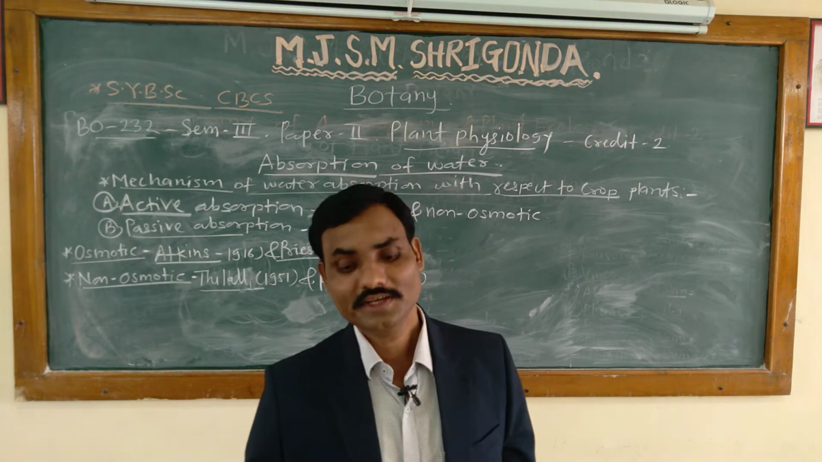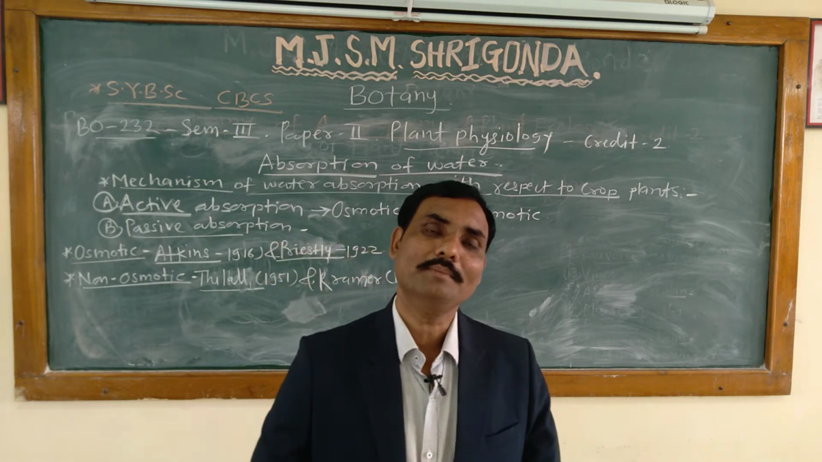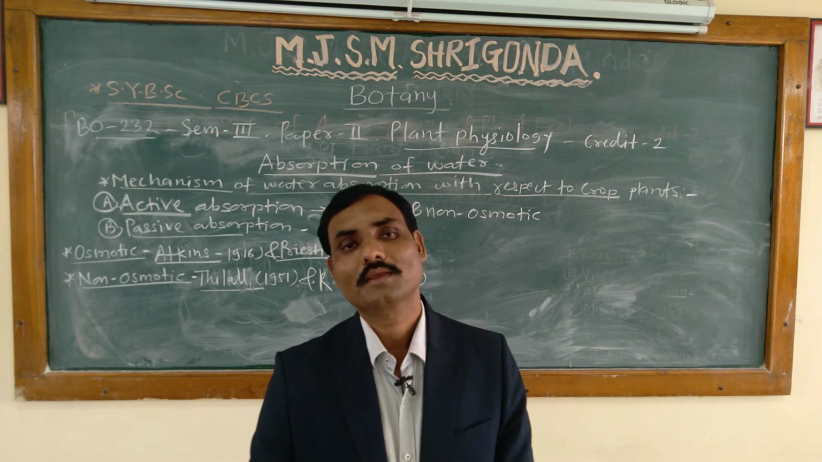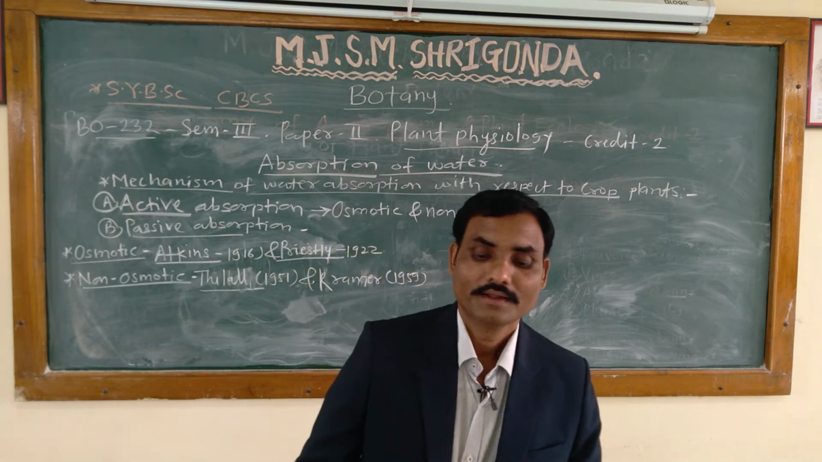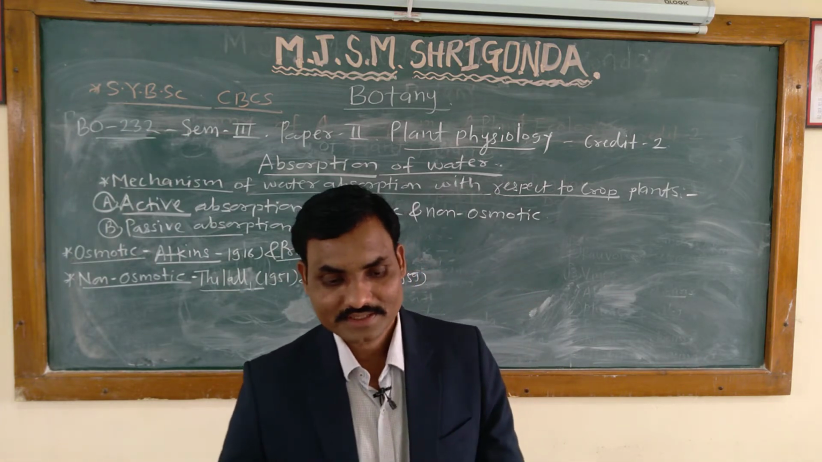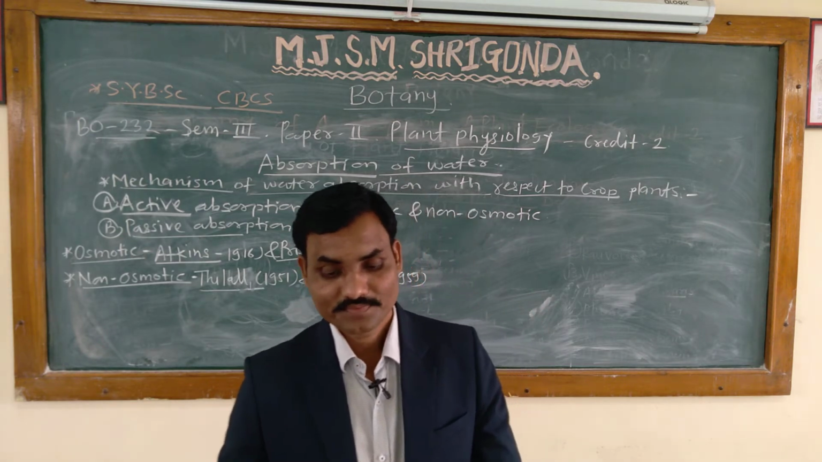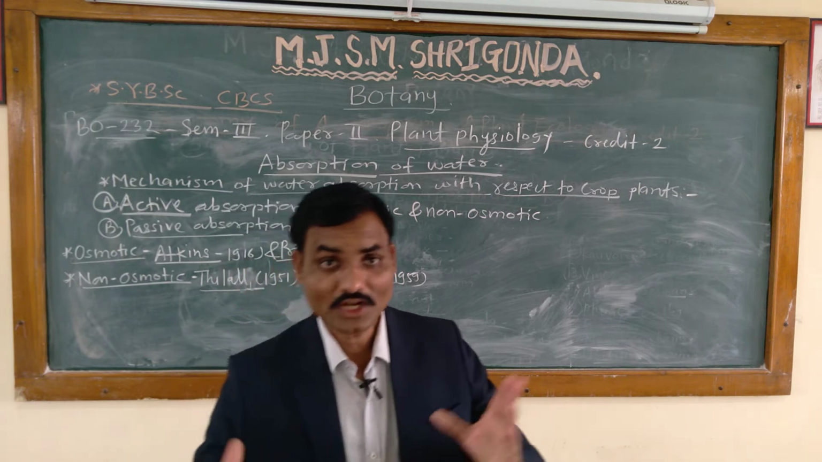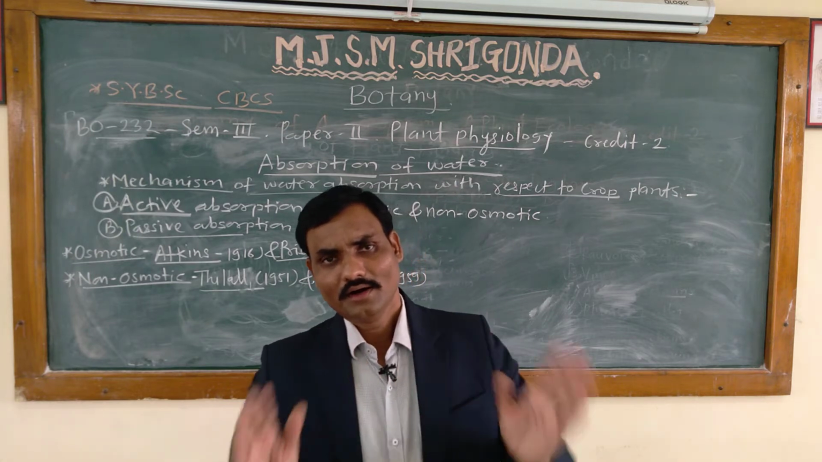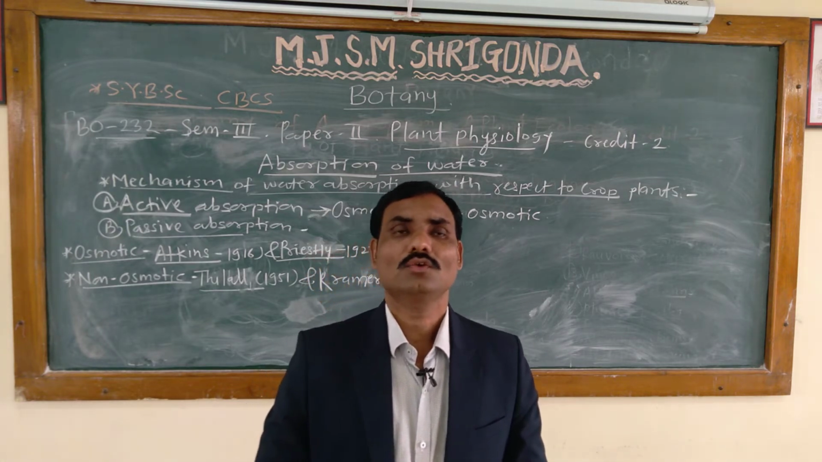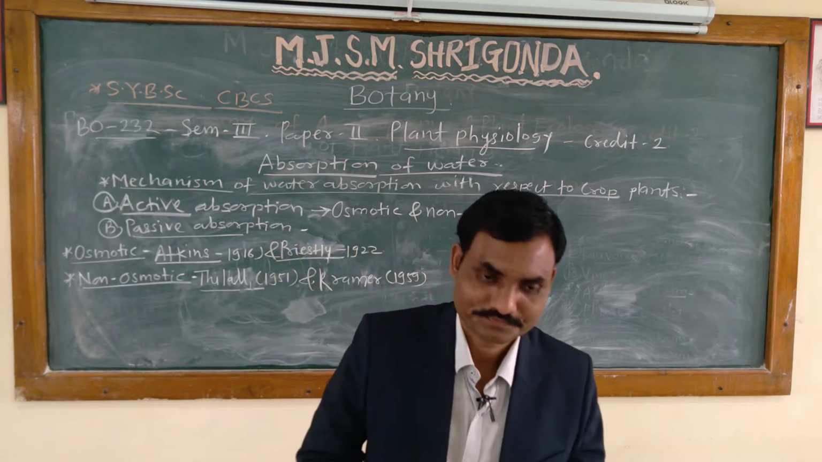Then it gives turgidity. Then it has different biochemical activities. Water plays a vital role in biochemical activities. Then it is essential for reduction of carbon dioxide. Water is also required for the elongation phase during cell growth, that is called cell elongation phase. In this way, we have completed the role of water in plant life.